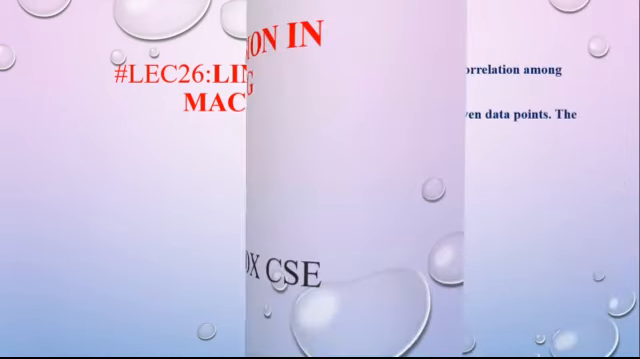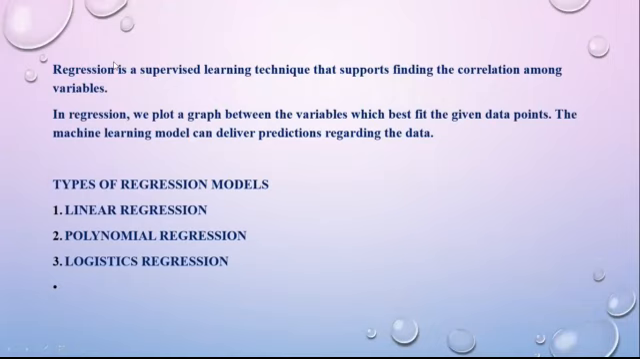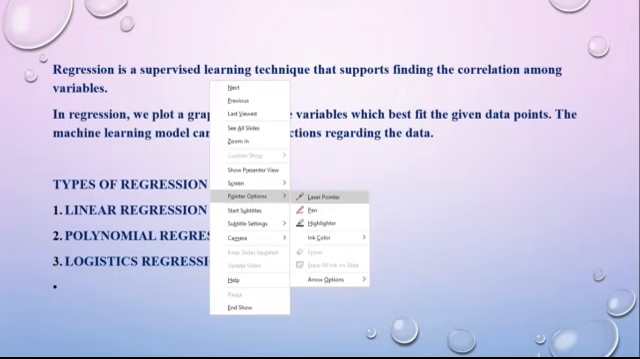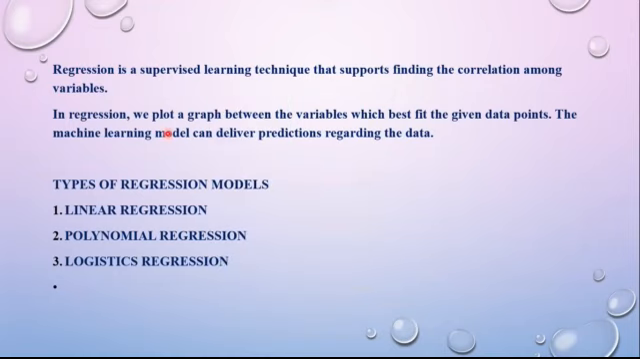As you know, what is regression? You can say it's a supervised learning technique that helps find the correlation among the variables. Moreover, with the help of regression, we can plot a graph between the variables which best fits the given data points. There are types of regression models like linear regression, polynomial, and lastly logistic. We are going to see only linear regression here.